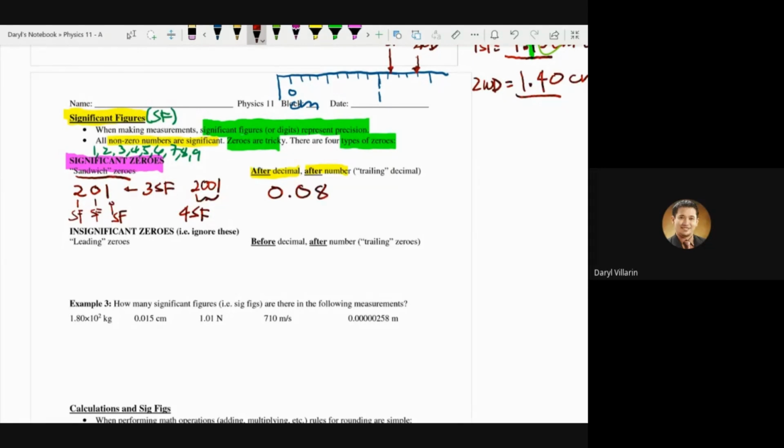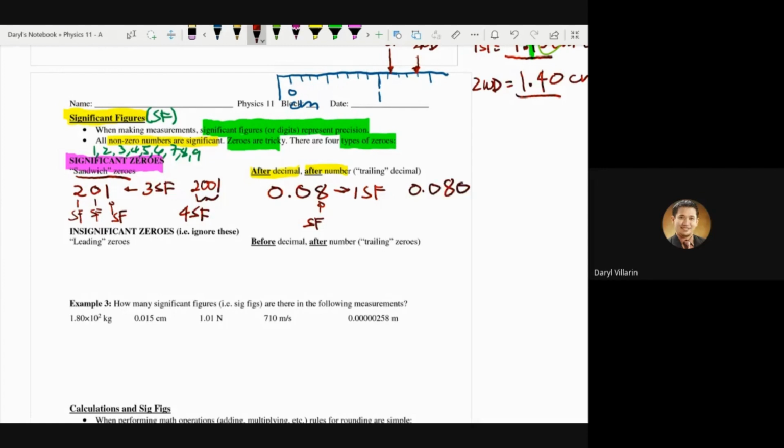Let's use an example here: 0.08. In this particular case, the zeros in front are insignificant, but the number 8 is significant. So the only significant digit here is 8. Essentially, this is one significant figure.